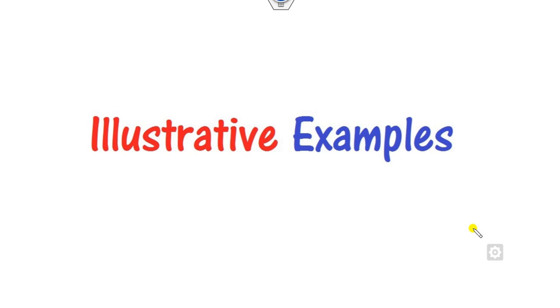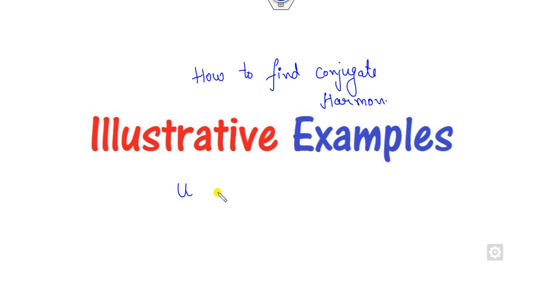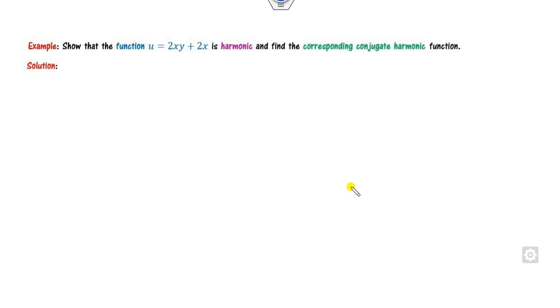Now let's see how you can find the conjugate harmonic function. How do you find the conjugate harmonic function? It means if the function U is given to you, how can you find the value of V? So let's start with this. Show that the function is harmonic and find the corresponding harmonic conjugate V.